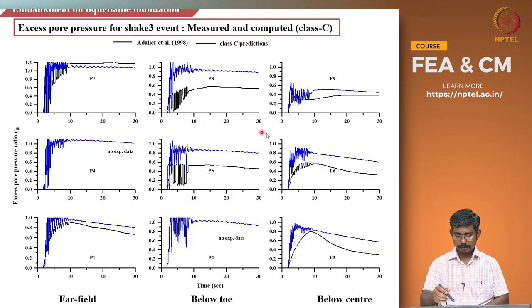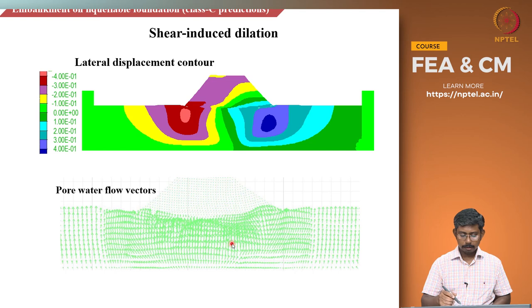But the pore pressures are overpredicted by the numerical model developed. And in another instance, the pore water flow vectors are shown here. It can be seen that the vectors point upwards. So this is the dissipation of excess pore water pressure. And here in this region, it can be seen that the vectors are pointing inward as opposed to outward. So this is said to be the dilation, but the dilation does not occur to the necessary level, so the experimental data could not be predicted by the developed numerical model.